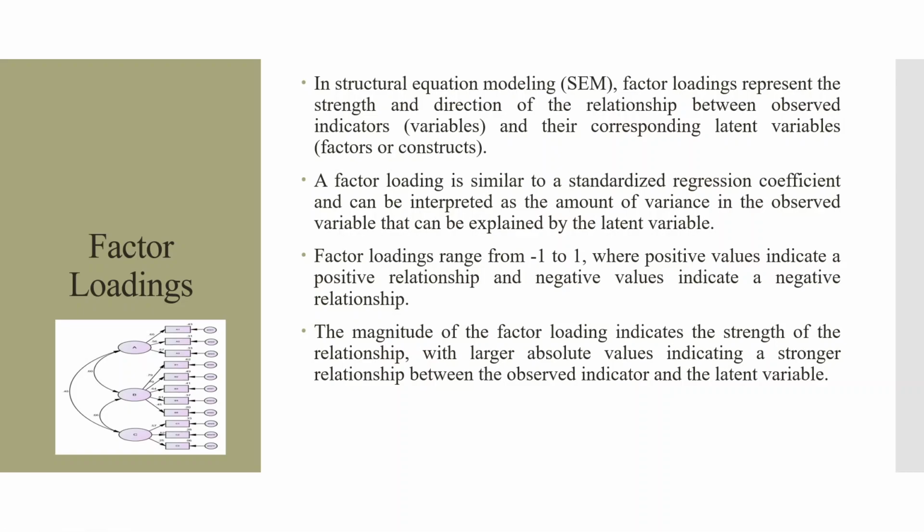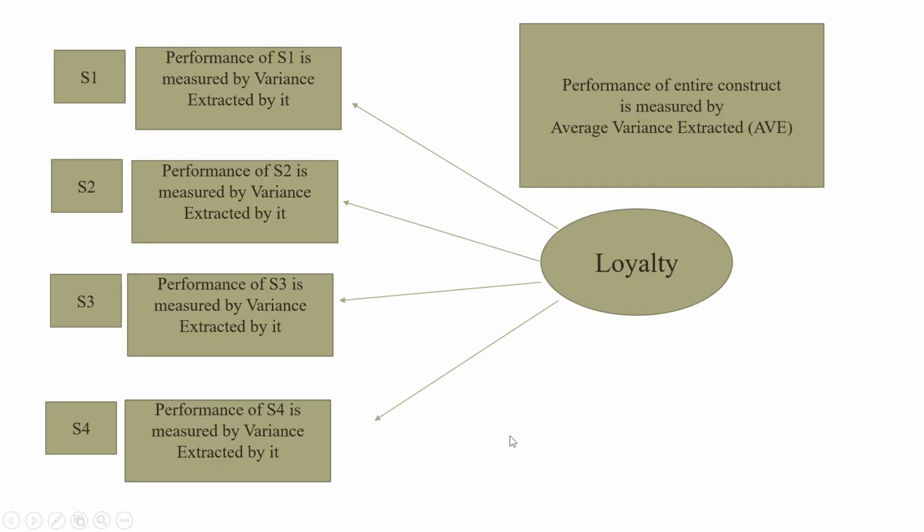A factor loading is similar to a standardized regression coefficient and can be interpreted as the amount of variance in the observed variable that can be explained by the latent variable. Factor loadings range from -1 to +1, where positive values indicate a positive relationship and negative values indicate a negative relationship. The magnitude of the factor loadings indicates the strength of the relationship, with larger absolute values indicating a strong relationship between the observed indicator and the latent variable.